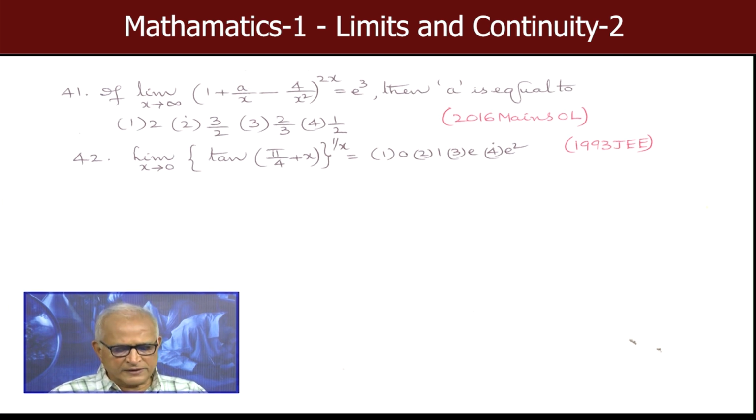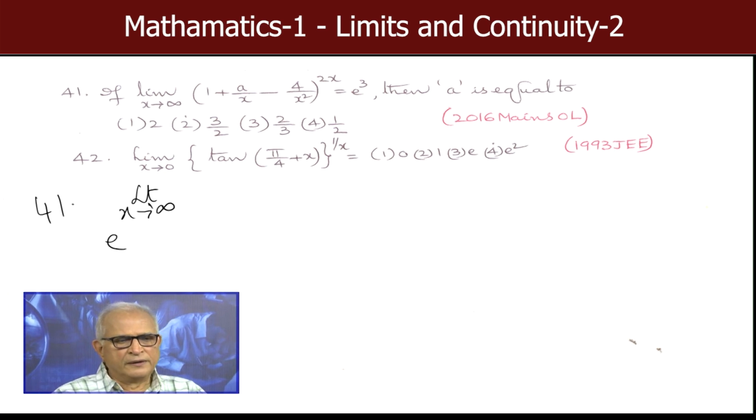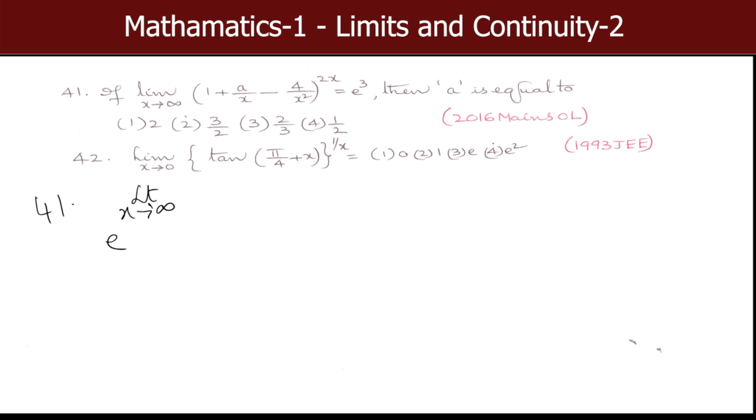Well, once again, 1 plus a by x minus 4 by x square has the limit 1 as x tends to plus infinity, and the exponent 2x also tends to plus infinity as x tends to plus infinity. So, they are clearly in the form 1 to the power of infinity, and therefore, this limit is same as e to the power of limit x tends to infinity. Well, I am doing 41st question. There are two questions on the screen, so one need not be confused about the solution I am offering now. It is the solution for question number 41.